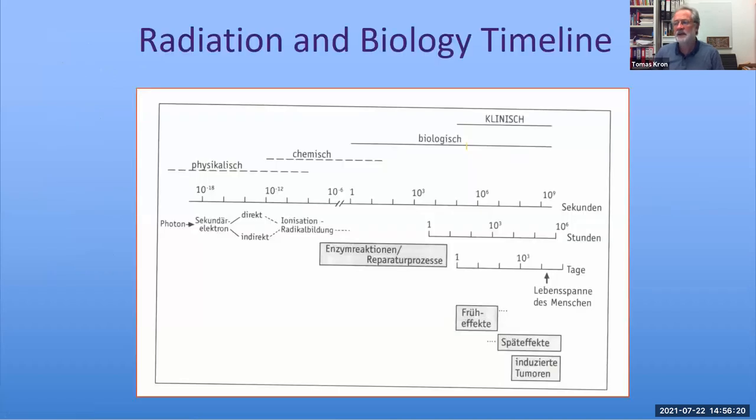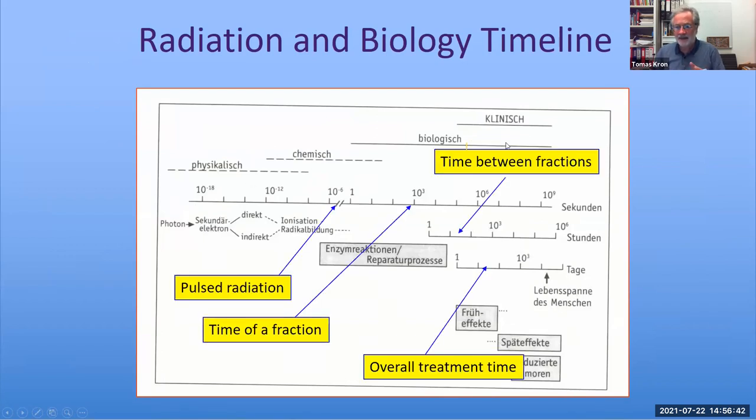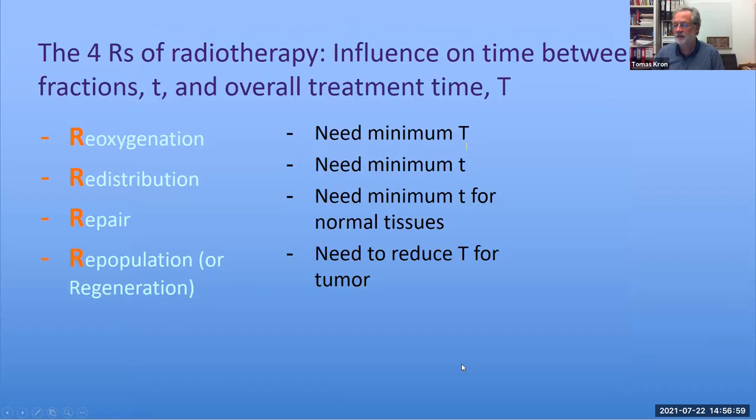And that is now important because if I look at radiation biology and the timeline thereof, then we can, in this chart here, which is a logarithmic scale that goes from the time it takes to break a chemical bond to the lifespan of humans, look at all the different time scales there. In radiotherapy, we have tools, we have opportunities to actually change or influence what happens there by changing time between fractions, time of the fractions, using pulsed radiation, and so on.